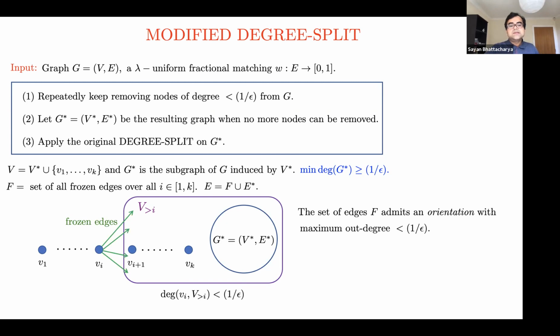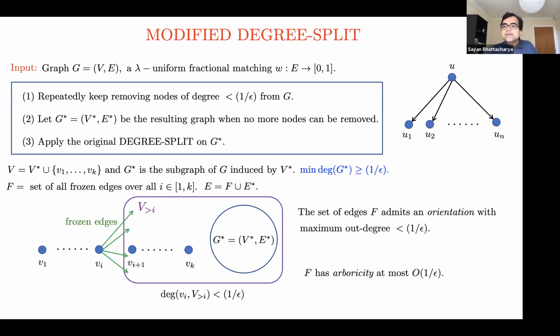Now, since each node Vi has at most 1 over epsilon many edges going towards its right, it means that the set of edges F admits an orientation with maximum out degree at most 1 over epsilon. So if we just assign a direction to these green edges from left to right, each node will have an out degree that is at most 1 over epsilon. And this is another way of saying that the set F has arboricity at most order 1 over epsilon. That's the definition of arboricity.